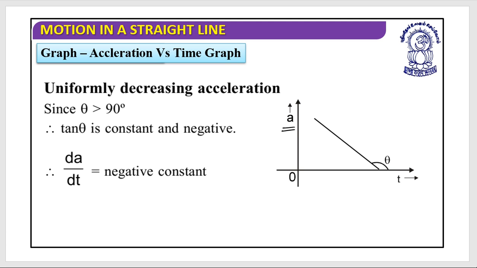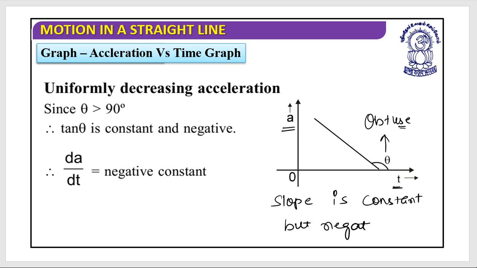Let's look at the last situation of today's task. This is the graph of acceleration versus time. Now what does this represent? This is theta, acute or obtuse? This is obtuse. What it says about the slope is that the slope is constant but negative. So what does it represent? It represents a negative constant. That means dA by dt must be negative.